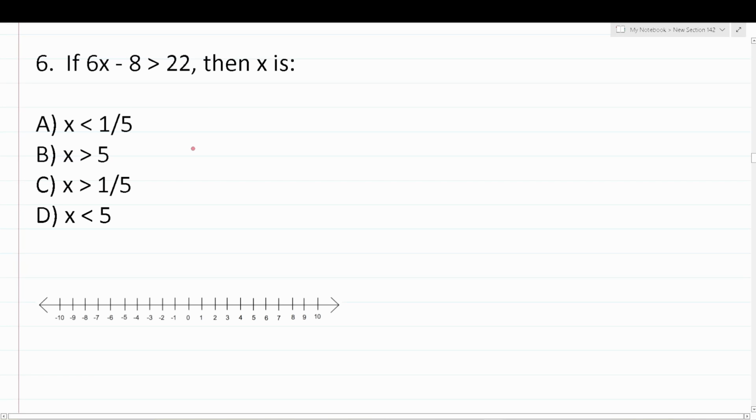All right, so number 6 says, if 6x minus 8 is greater than 22, then x is. So we have 6x minus 8 greater than 22. Our goal here, of course, is to get the letter variable x by itself. First step we're going to do is to add 8 to both sides of our inequality.